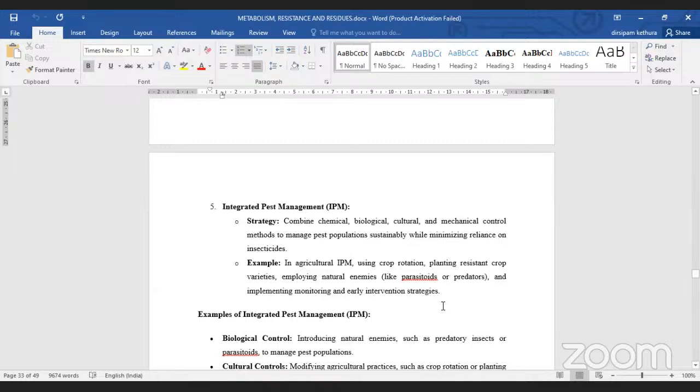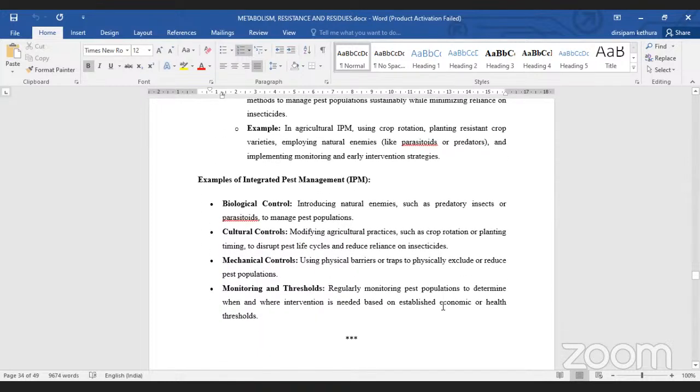early intervention strategies. All these are the different types of management of insecticide resistance, where we have covered minimal use of insecticides, alternate insecticides, synergists, and integrated pest management. Okay. These are the examples of integrated pest management.